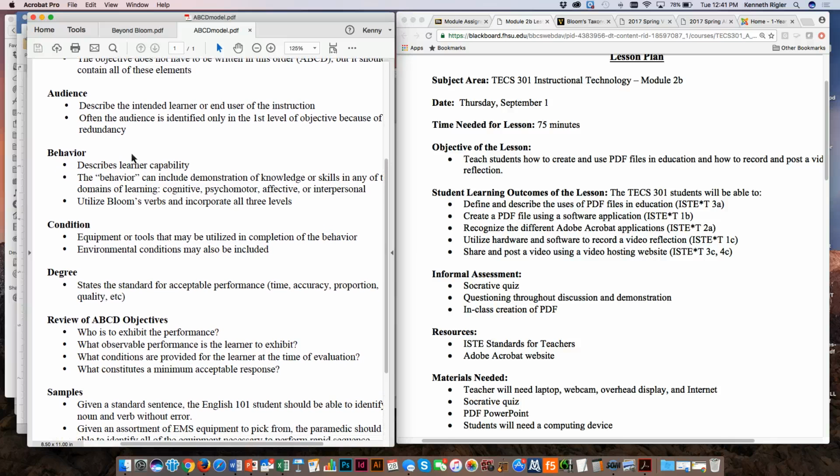So first of all, we're going to identify the audience. Who is going to be the person learning this outcome? And that's going to be who? Students. Good. Okay, so the intended learners at the end of the instruction, so these are students. So you can see in my example, the TECS 301 students will be able to.